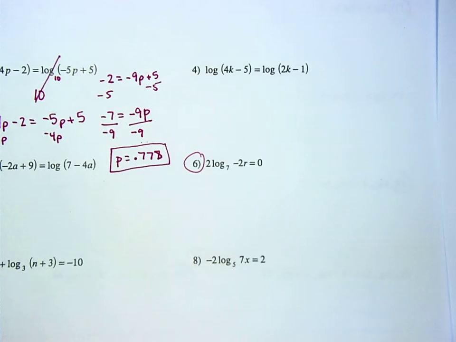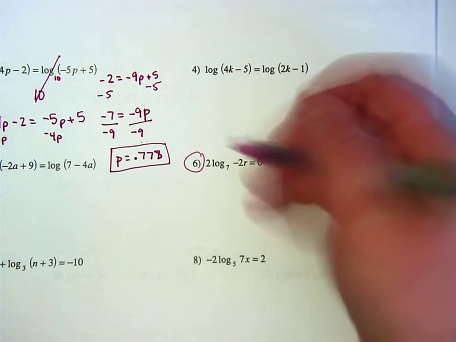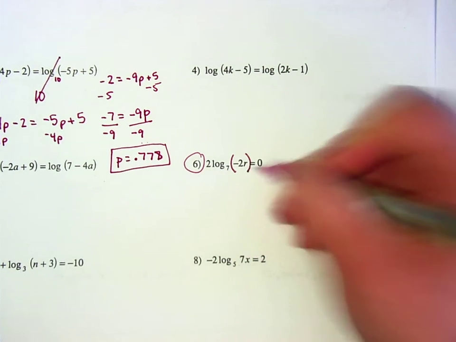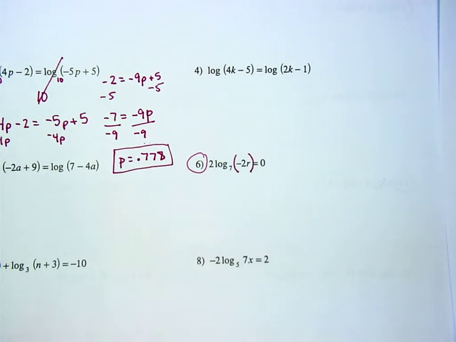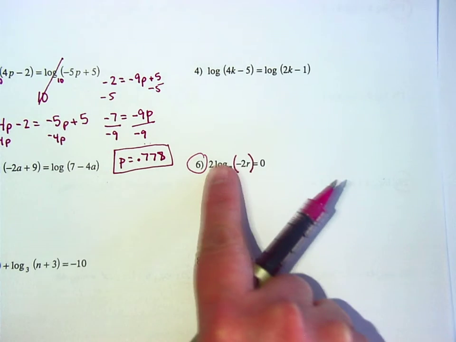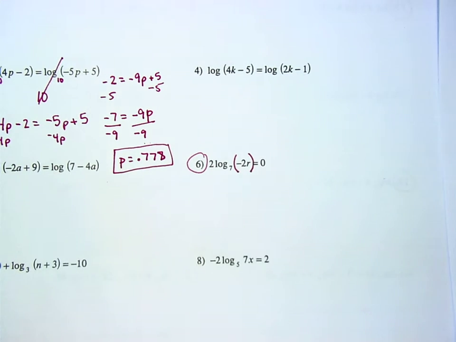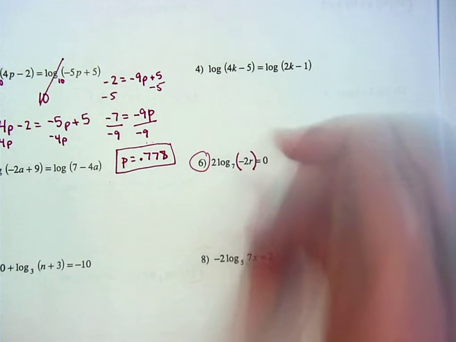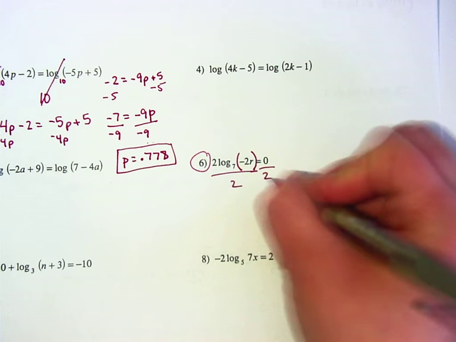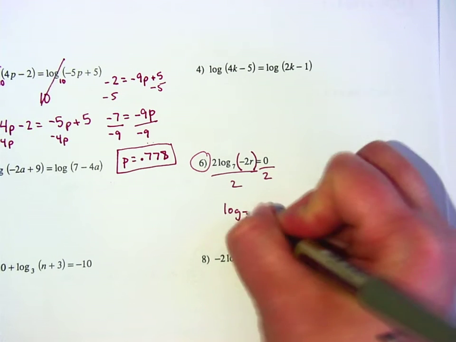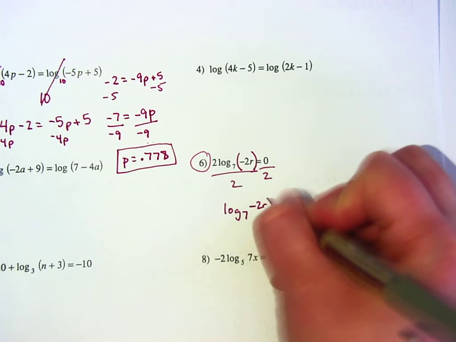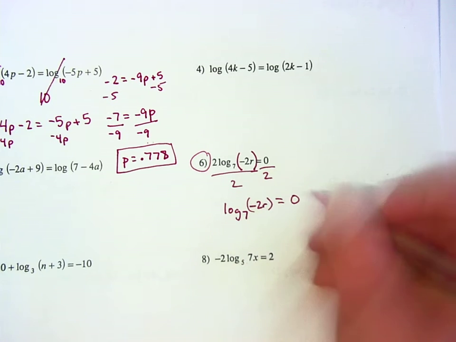Okay. What should we do? This really, I don't like how they wrote this. They should have put this one in parentheses, that negative 2r, because it looks like it's just multiplied by, but this is the log base 7 of negative 2r. Alright, so you should divide by 2. So first we're going to divide by 2. Get rid of that 2. Log base 7 of negative 2r equals 0.